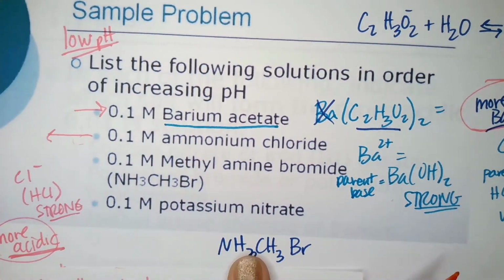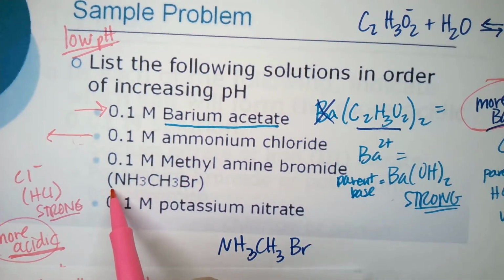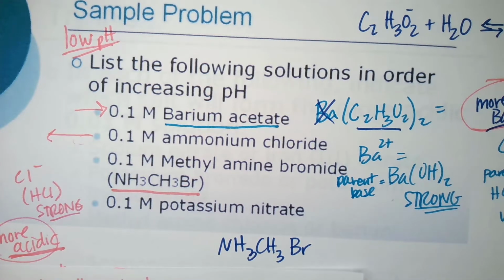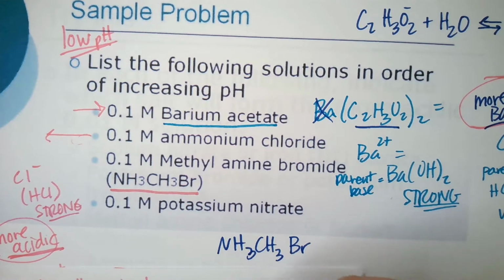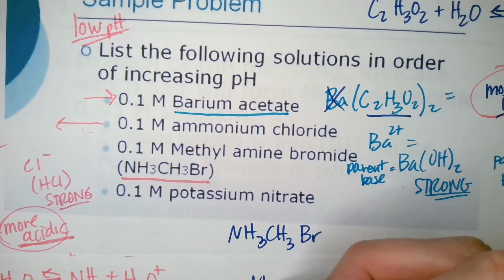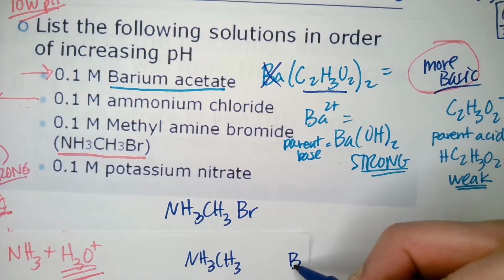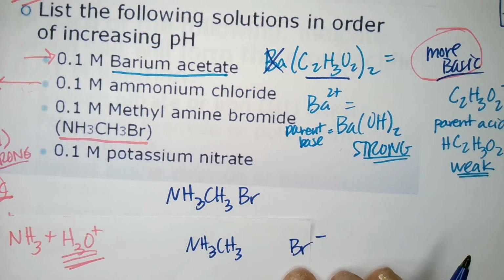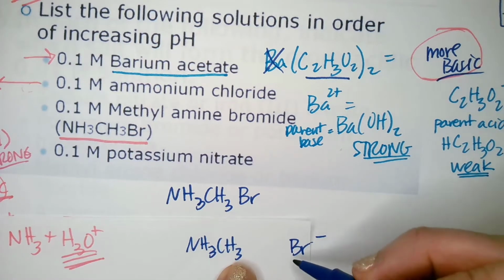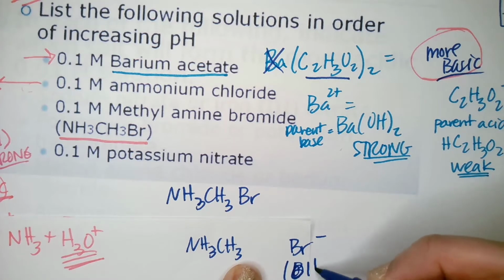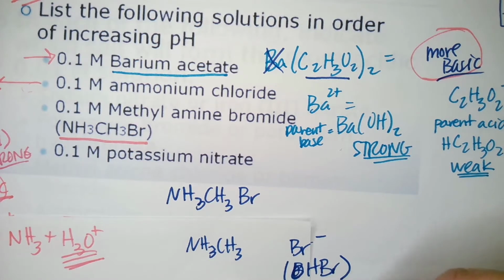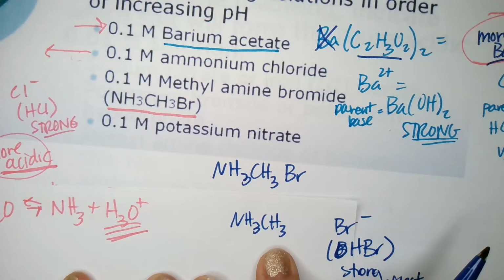Let's look at our next one, methylamine bromide, and it gave us the formula here. Let's split this apart into its NH3CH3 plus, our methylamine, and then our bromide, Br minus. The Br stands out to me because its parent acid is HBr, hydrobromic acid, which we know is strong, so it will have no effect on the pH. So let's see if this methylamine does.